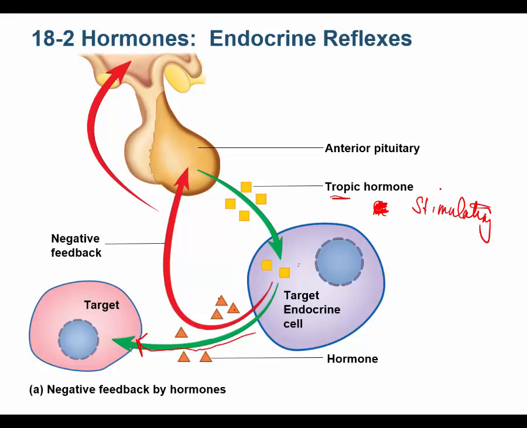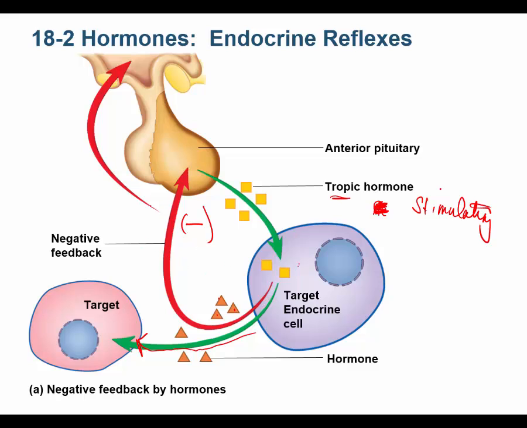Meanwhile, some of those hormones from the target endocrine cell negatively feed back and shut off the pituitary. So now the pituitary doesn't make as much tropic hormone. So now the target endocrine cell doesn't make as much of its hormone. And this is a self-regulating negative feedback system. This is how we maintain homeostasis.